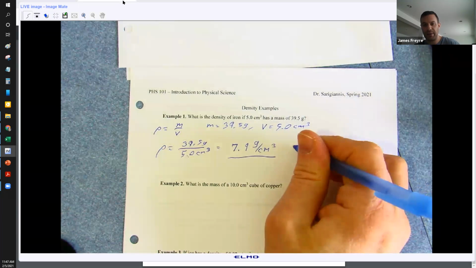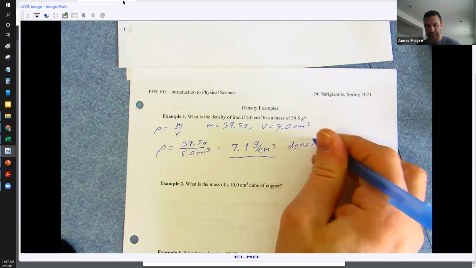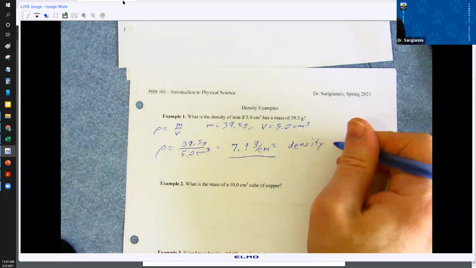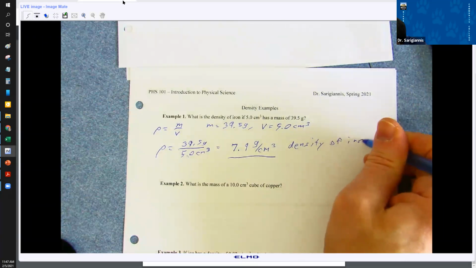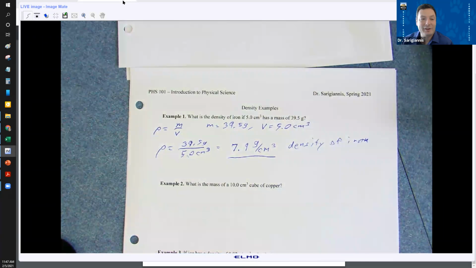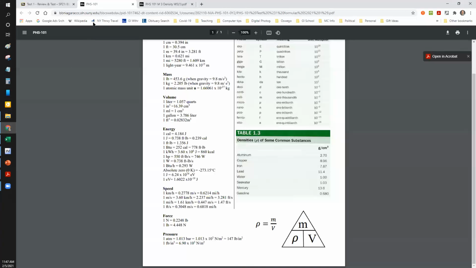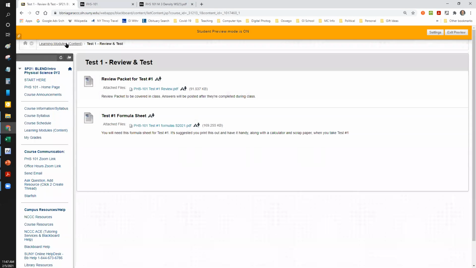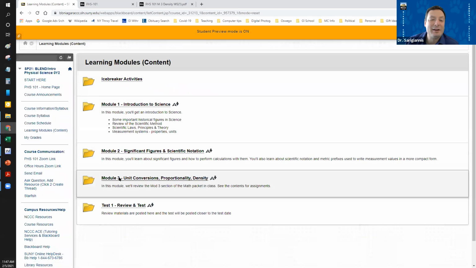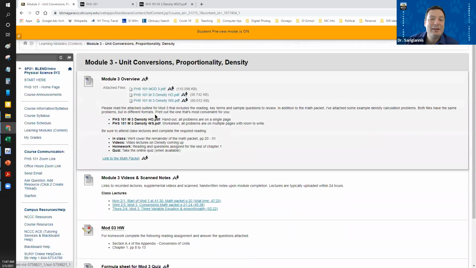So what page is that in the packet? I don't think I have that one. This is not in the math packet. This is a separate handout that I mentioned. It's in module 3. Oh, okay. Yeah, it's in module 3. This one right here, there's some handouts up here. All right.